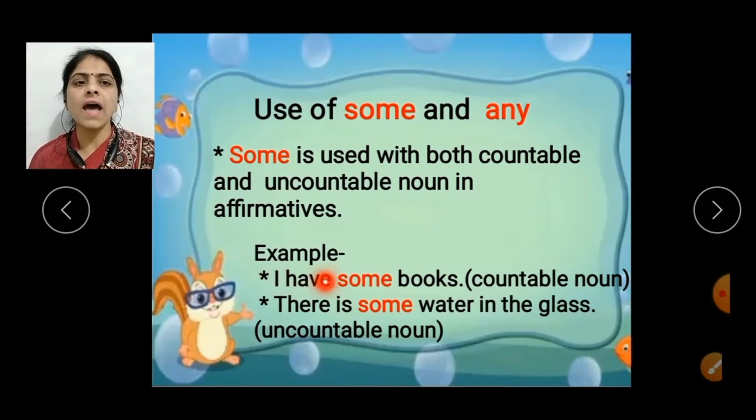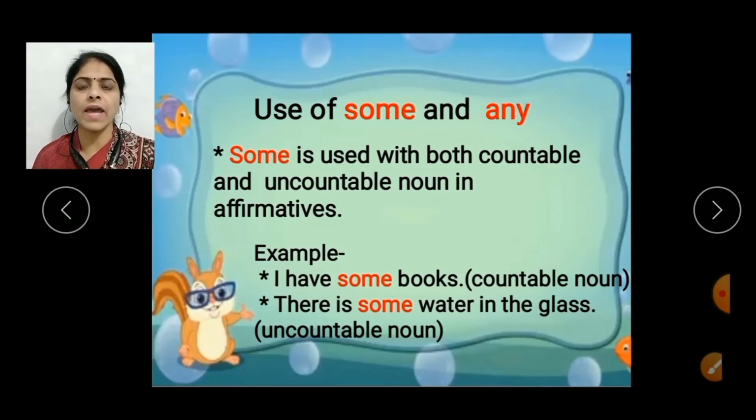The first example is, I have some books. In this sentence, books is a countable noun, and to indicate the undefined quantity of this countable noun, some is used. Similarly, there is some water in the glass. In this sentence, water is an uncountable noun, and to indicate the undefined quantity of water, some is used, which is a quantifier. And you can notice that these both sentences are affirmative sentences. So, some is used with both countable noun and uncountable noun in affirmative.